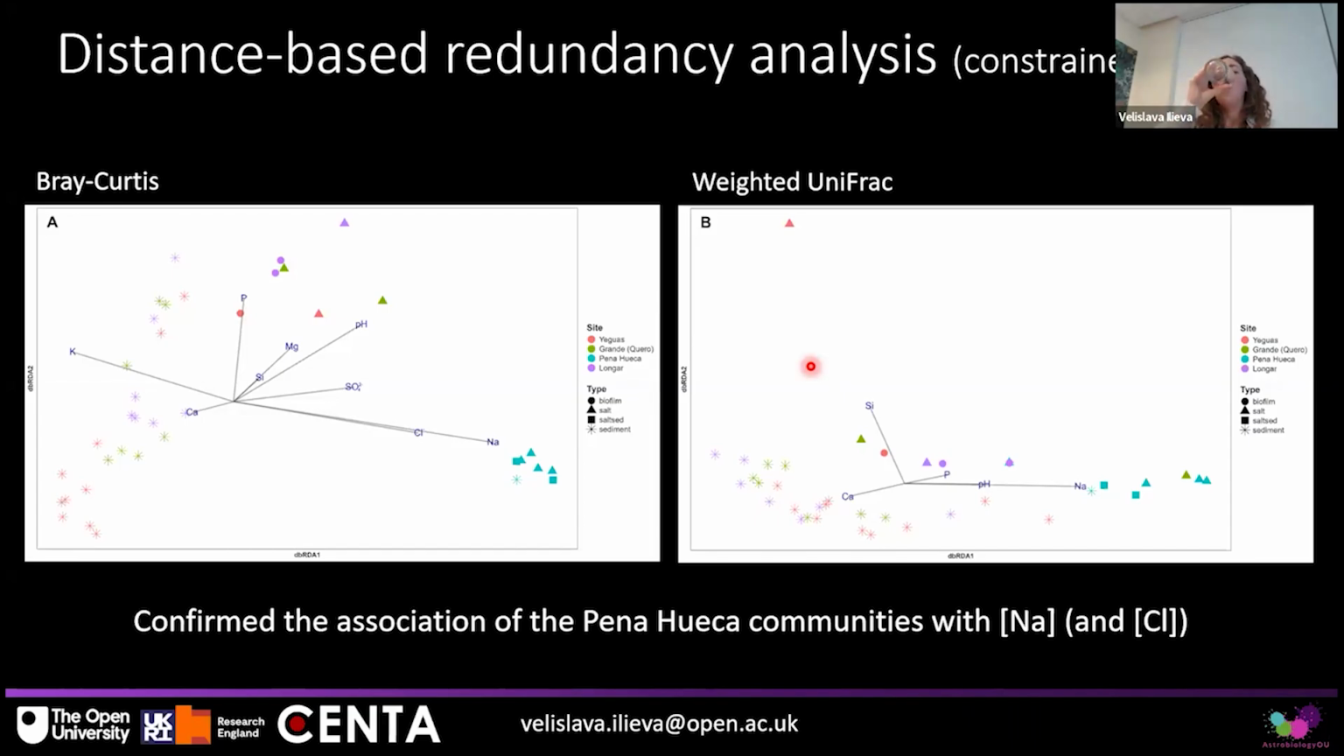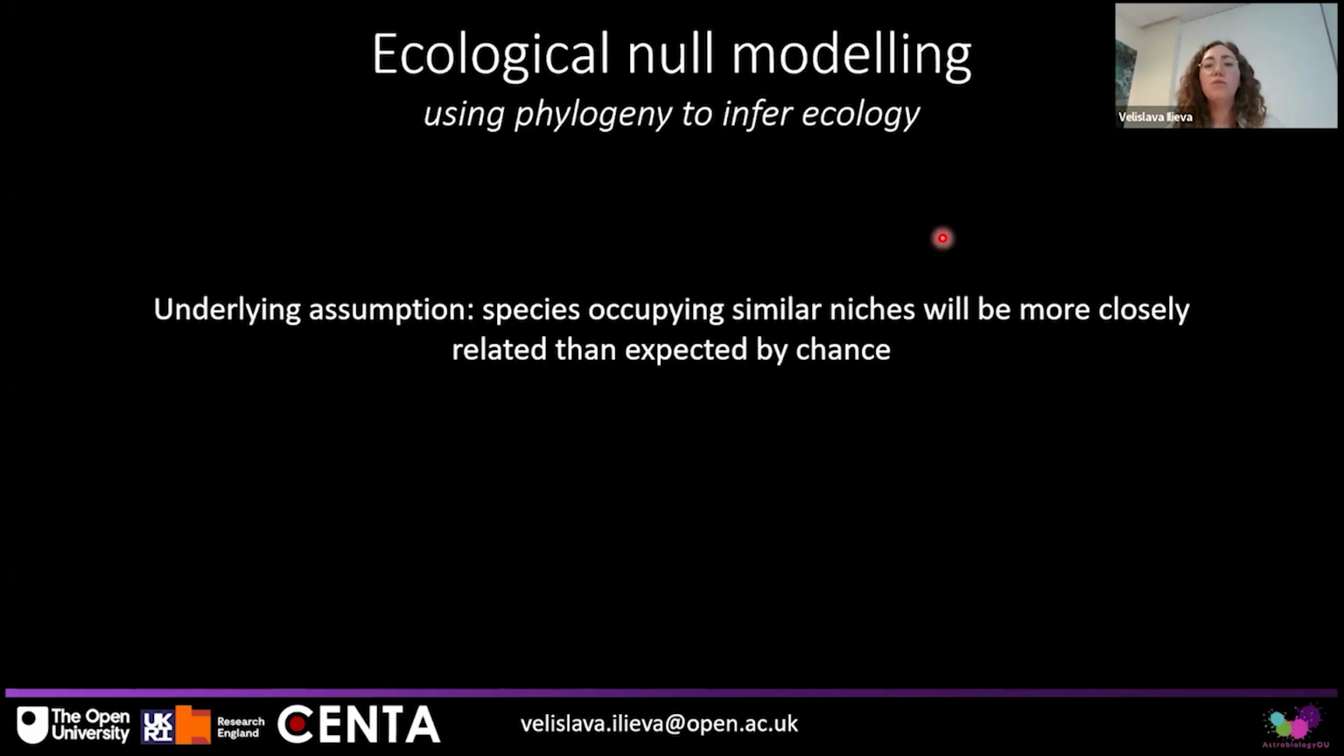However, as Michael mentioned, ecology is key for studying analog environments and when thinking about life in general. So the next type of analysis I performed on the data is ecological niche modeling, where essentially I use the phylogeny to infer ecology. There's one underlying assumption for this type of analysis that's quite key to remember, and this is that species that occupy similar niches are more closely related than expected by chance.